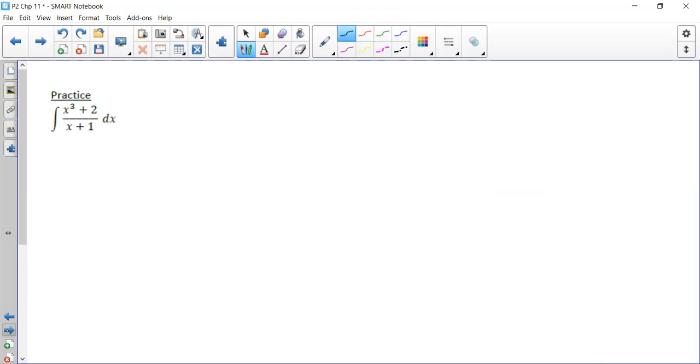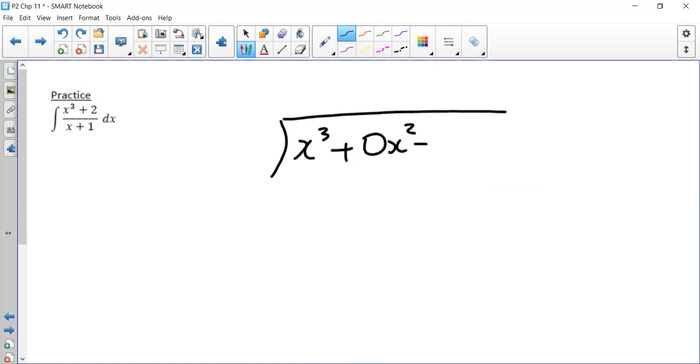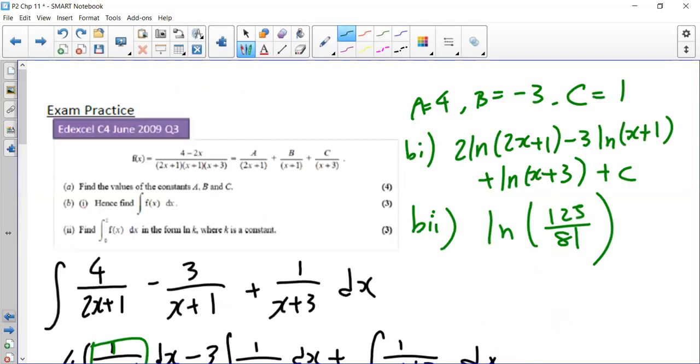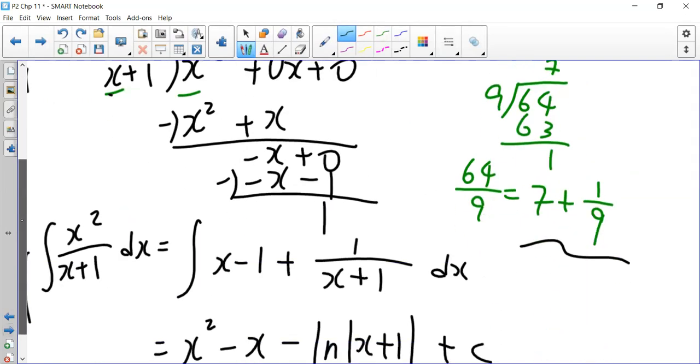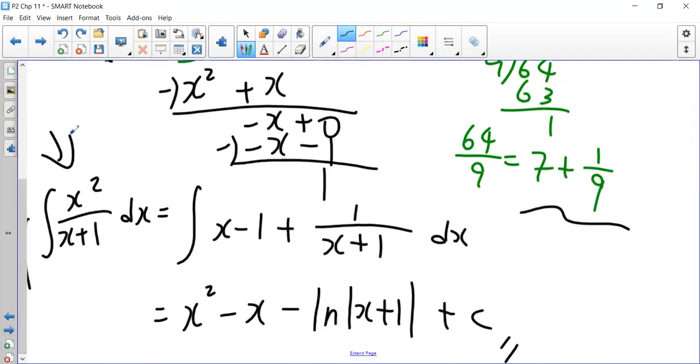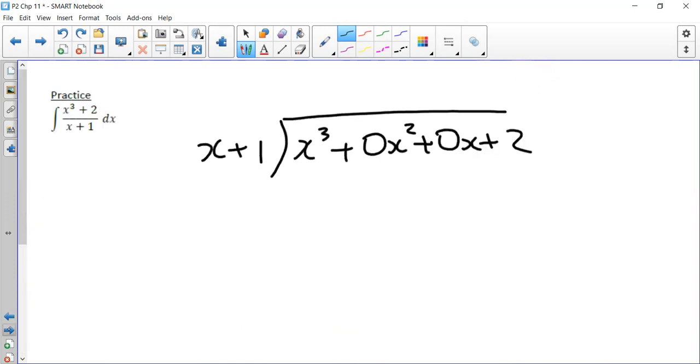Last but not least, practice question. Pause the video, have a go at the question. Now I'll give you the division here because I want to make sure you know how to do division here: x cubed plus 0x plus 2, divided by x plus 1. Pause the video, have a go at this division. Once you've done your division and rewritten it like what I did at this step, then you can press play. Just do the division first, because if we got the division wrong, there's no point doing anything further. Okay, pause the video and have a go.